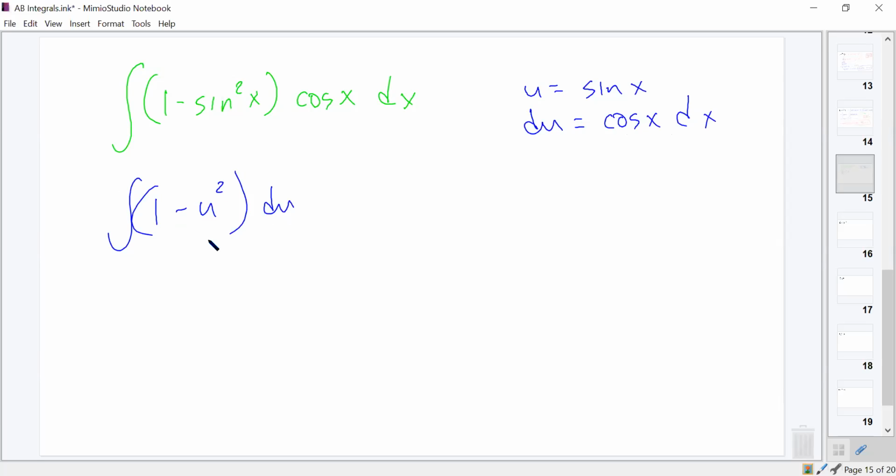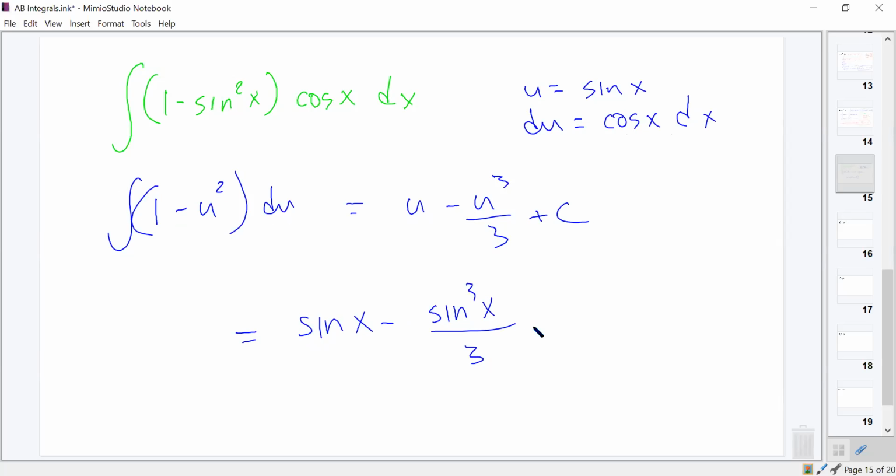So we actually did more work than we needed to do, because this just gives us u minus u cubed over 3 plus a constant, which when we plug it in is sine x minus sine cubed x over 3 plus a constant. Everybody see that we could have done that substitution even earlier than we did? Hopefully. Everybody feel okay about all of this or no? It mostly makes sense. All right. Mostly is mostly okay.